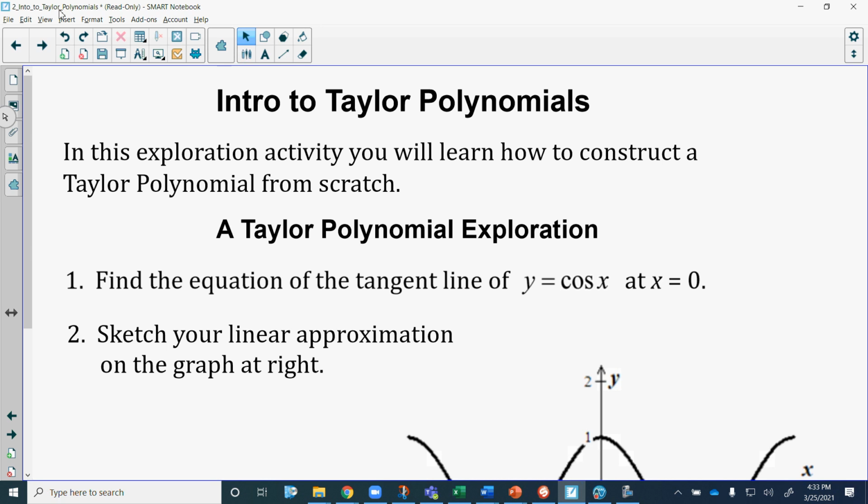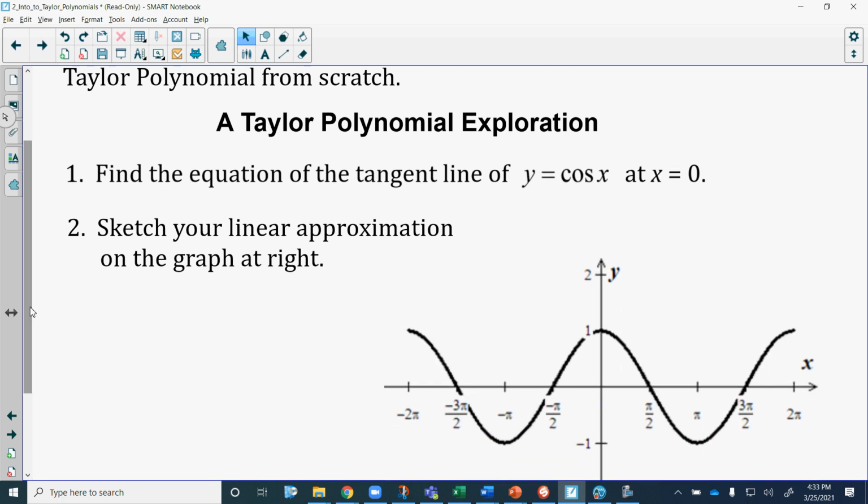In this case, it says find the equation of a tangent line of y equals cosine x at x equals 0. Now, what they're illustrating is that when we say x equals 0, this is what we refer to as the center of the Taylor polynomial. If it had said any other number, that's what we would look at as the center.